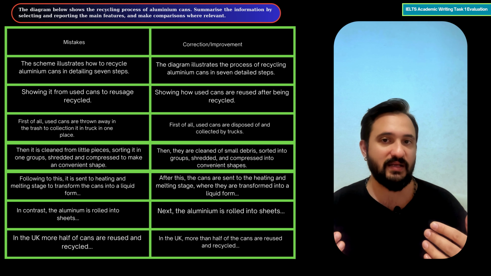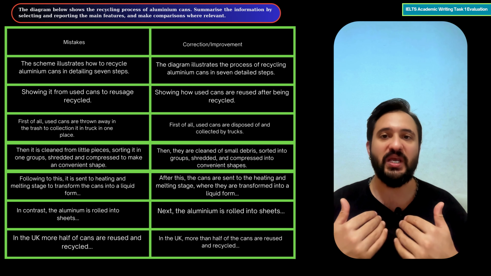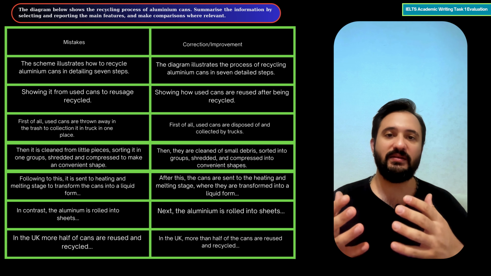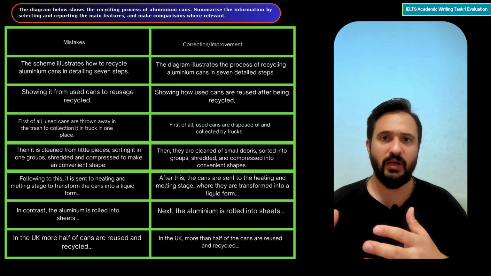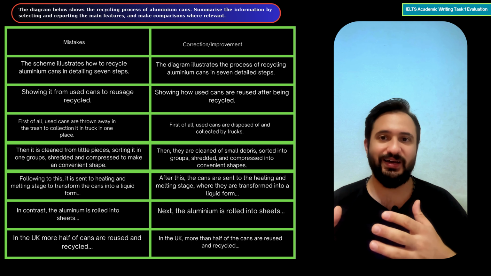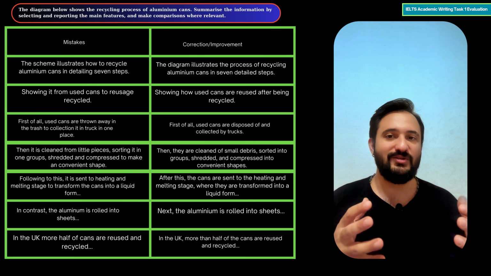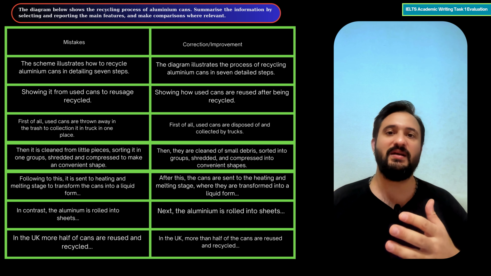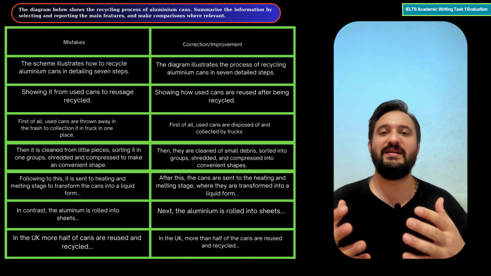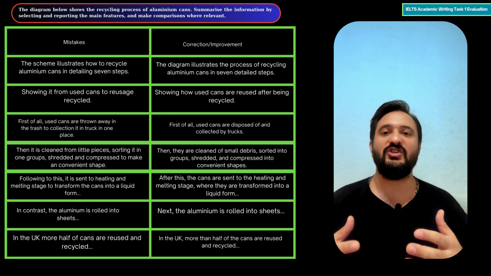And next up, we have convenient shape. Okay, here's a corrected sentence. Then it's cleaned from little pieces and sorting it in one groups and shredded and compressed to make an something. So then they are cleaned of small debris, sorted into groups, shredded and compressed into convenient shapes.